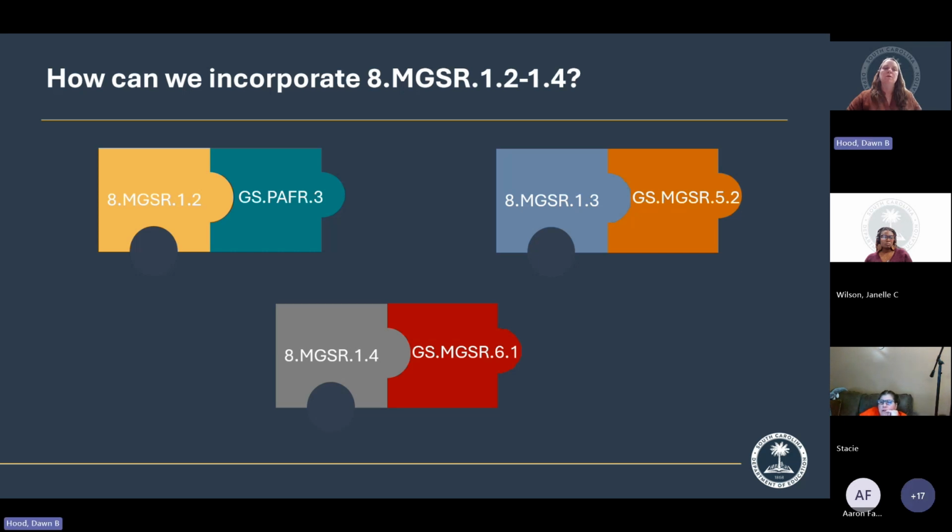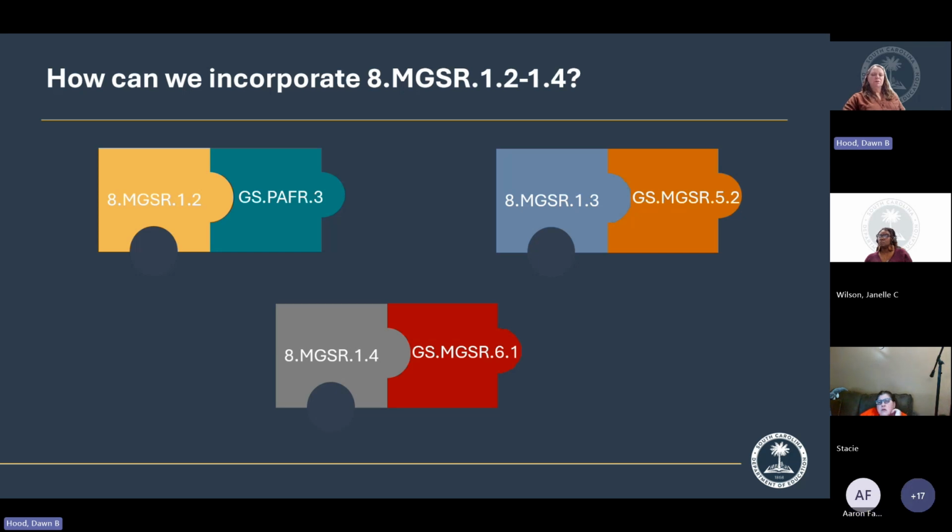All right. So my thoughts were GS Poffer 3, the whole standard 3 will help with 1.2 because it's all about the Pythagorean theorem. And then GSMGSR 5.2 works with MGSR 1.3, and then 6.1 fits pretty good with 1.4.